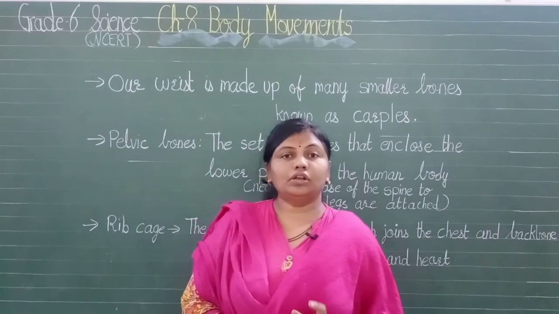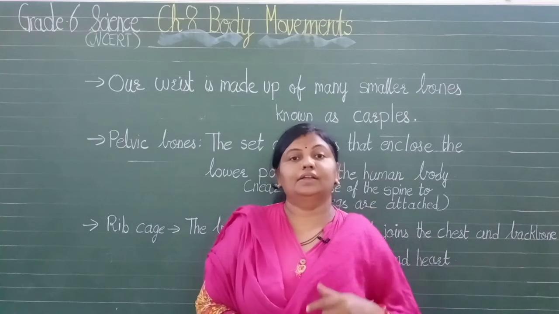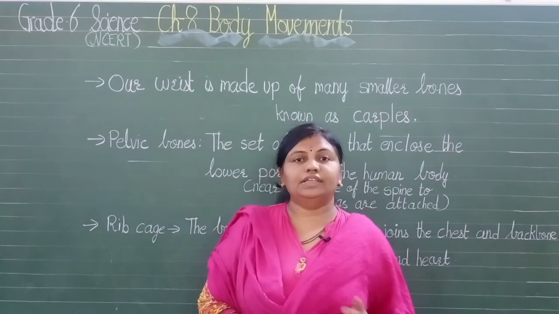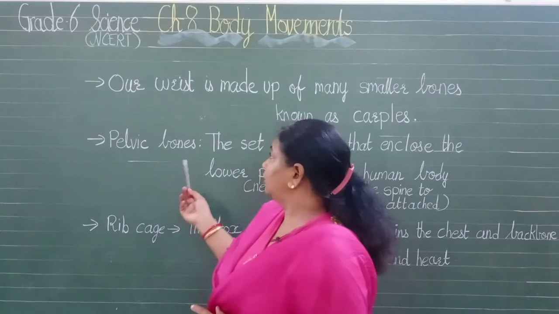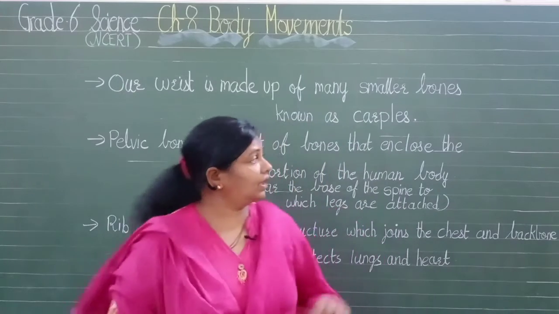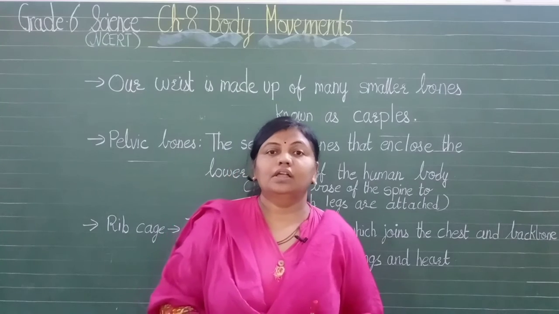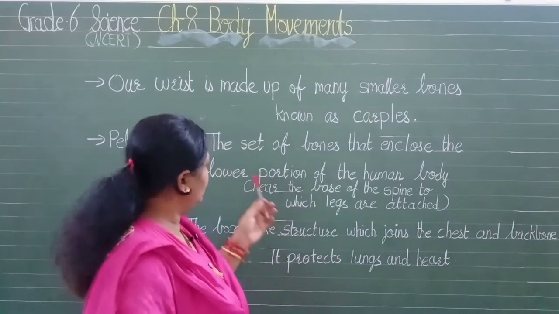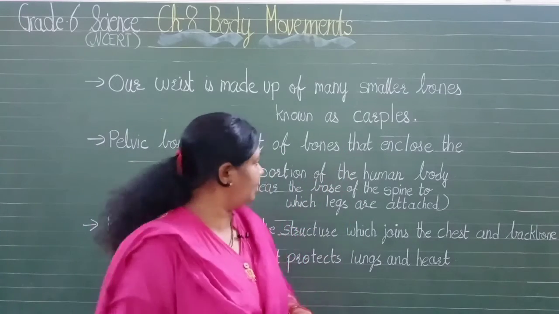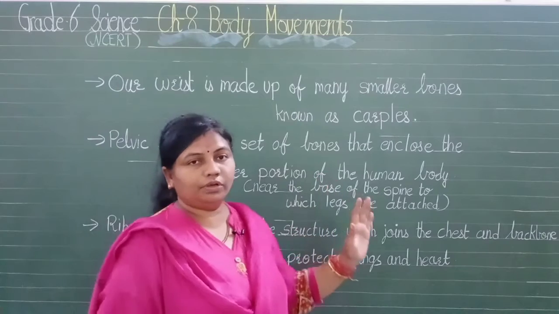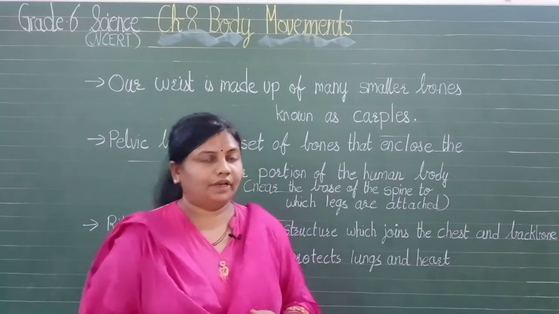Okay. Now, shoulder bones. Two important bones are located on the back side, and those are known as shoulder bones. So you are clear with the shoulder bones also. We have learned the pelvic bones. We have also learned the carpals. Carpals are the smaller bones present in the wrist and palms and in other parts. Pelvic bones, it is a set of bones that enclose the lower portion of the human body. Due to pelvic bones only a person can sit properly.